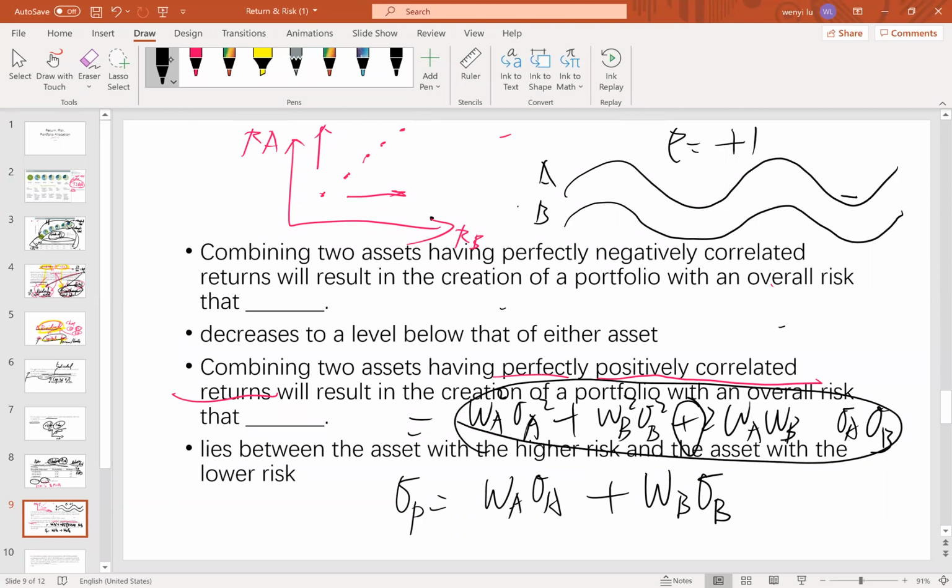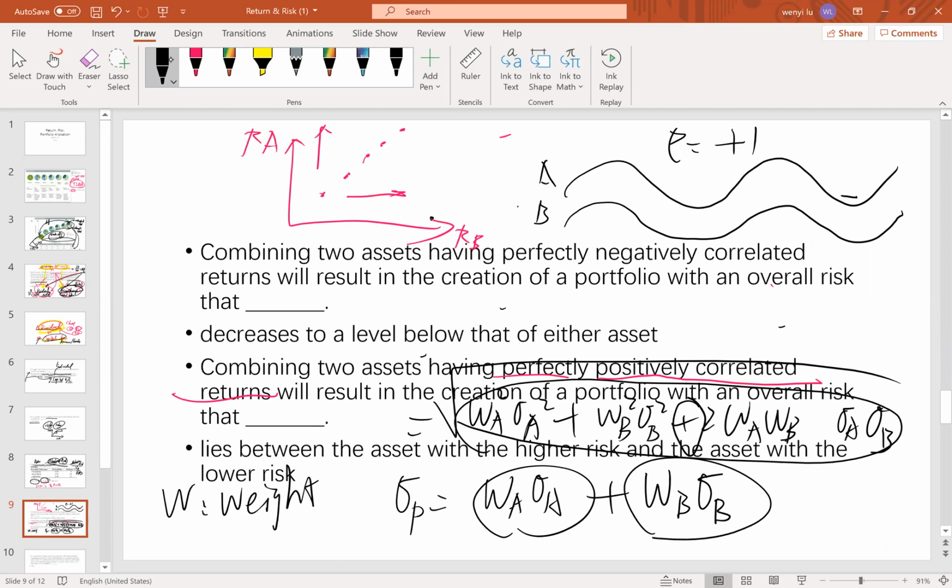So when you take a square root, it will include only two terms: one is WA sigma A, one is WB sigma B. W here means the weight, and sigma means the risk. Weight means the proportion of your money allocated to different stocks. For example, you allocate 40% of the money in stock A and 60% in stock B. So your portfolio's whole risk will be a weighted average, which means a number in between sigma A and sigma B.